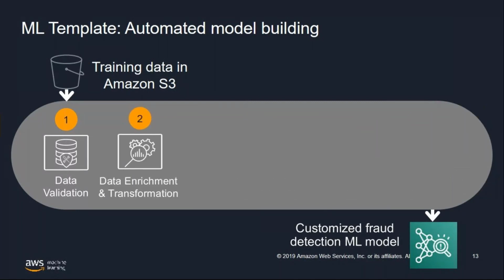Next, we enrich and transform that data. For example, we supplement your raw data with risk data from third parties, such as we'll take your IP address that you supply in your data set, for example, and enrich it with geolocation information.